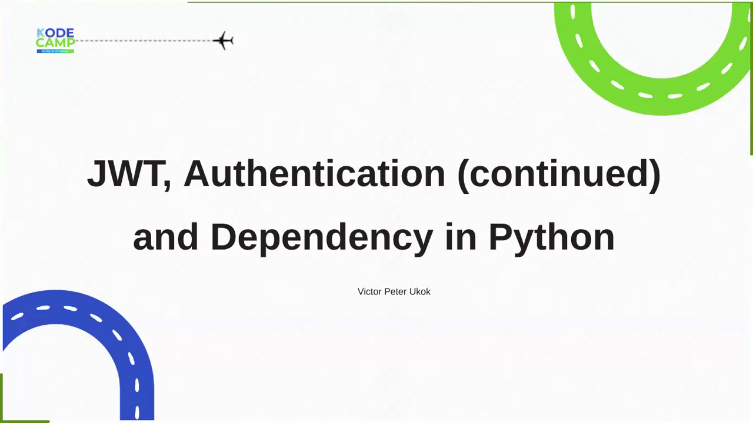So, I want to talk today about JSON Web Token and authentication and how dependencies are used for authentication in FastAPI. All right. So first, let me talk about what JWT is. JWT means JSON Web Token, and is a standard that is used to create tokens that are used for authentication, and even authorization.